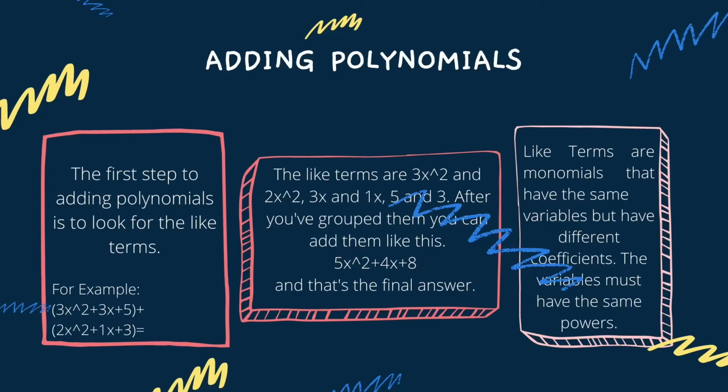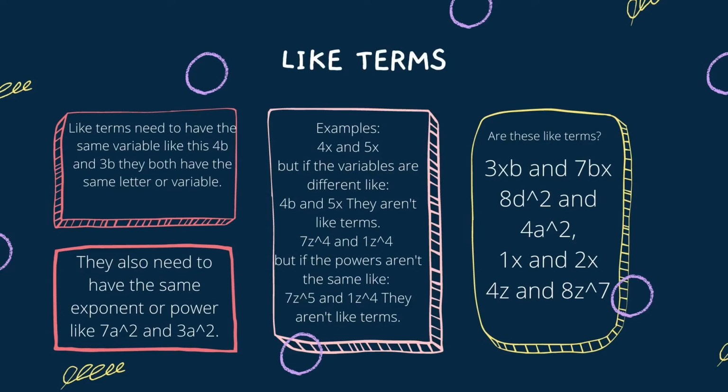The variables must have the same exponents or powers. Like terms need to have the same variable like this: 4b and 3b. They both have the same letter or variable. They also need to have the same exponent or power, like 7a squared and 3a squared. For example, 4x and 5x, but if the variables are different, like 4b and 5x, they aren't like terms.